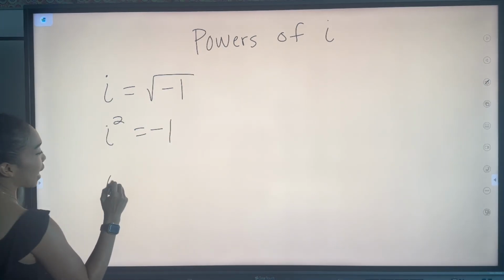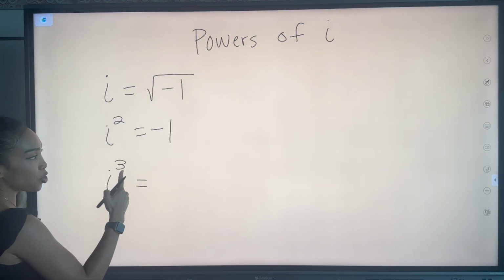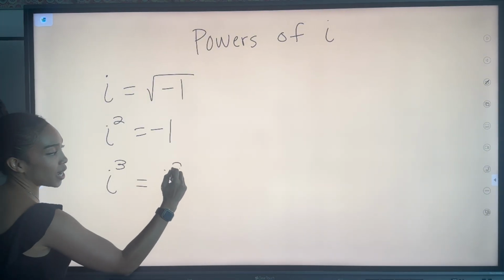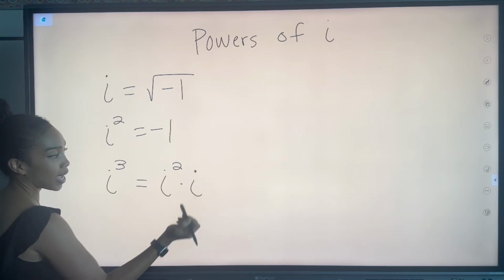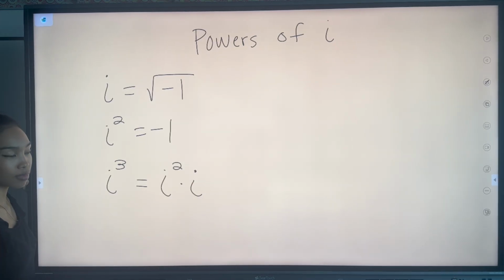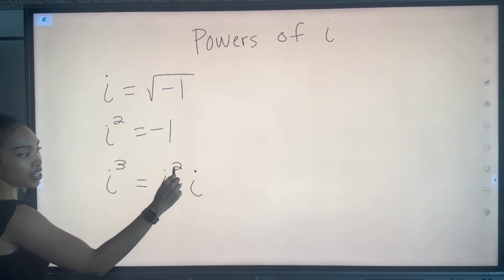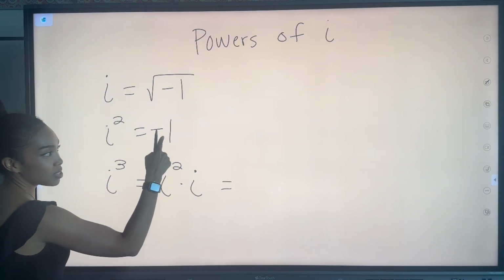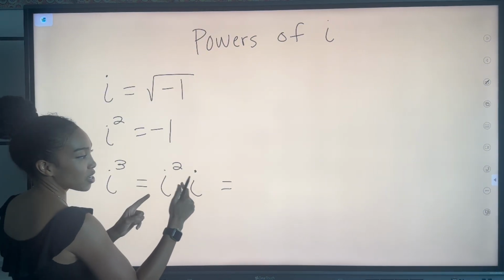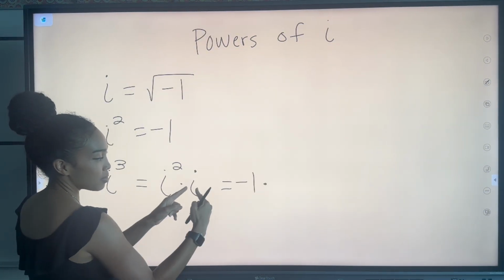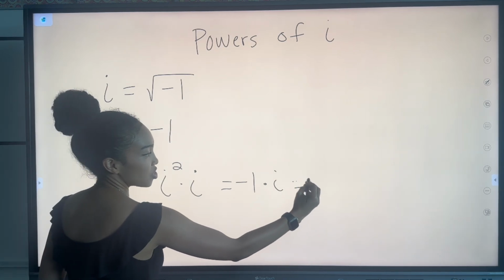Now we're going to do i cubed. i cubed is the same thing as i squared times a third i. i squared, we just said, was negative 1. So this is actually negative 1 times i. So this is just negative i.